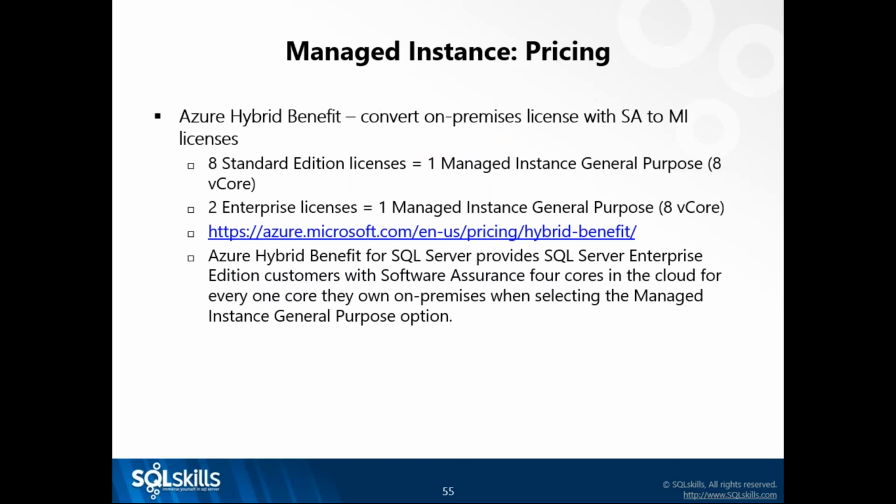So I mentioned the Azure Hybrid Benefit. So you can convert on-premises licenses with Software Assurance to managed instance licenses. So 8 cores of standard edition license gives you 1 managed instance general purpose. So that's 8 vCores. 2 Enterprise give you 1 managed instance, which is your 8 vCore.